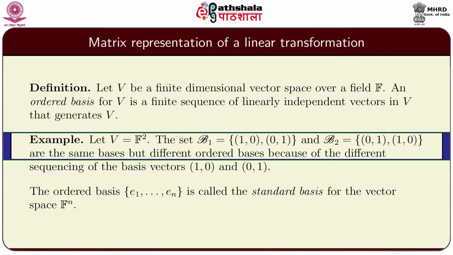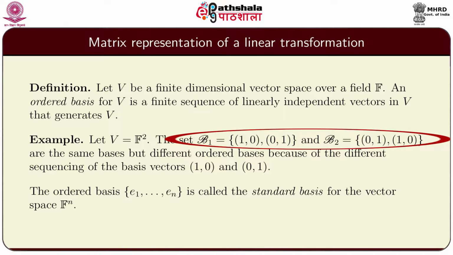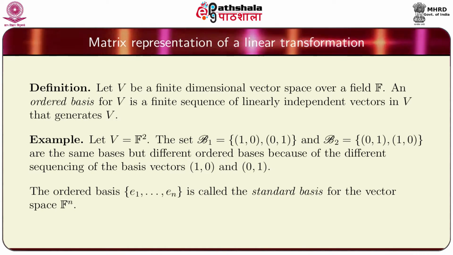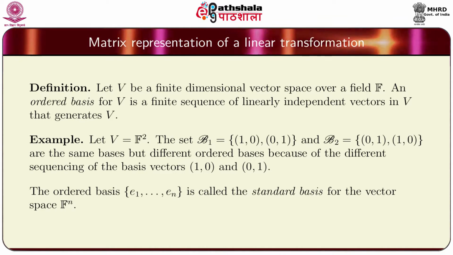Let V be the vector space F2, where F is a field. Then look at the sets B1 and B2. B1 is the set containing the vectors (1, 0) and (0, 1), and B2 is the set containing the vectors (0, 1) and (1, 0). Now as two sets they are the same, of course, because the vectors are the same. So these are indeed the same basis for the vector space F2, but as ordered bases they are different because of the different sequencing of the vectors (1, 0) and (0, 1).